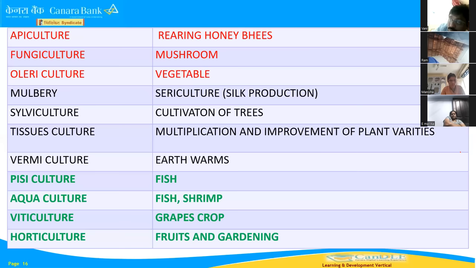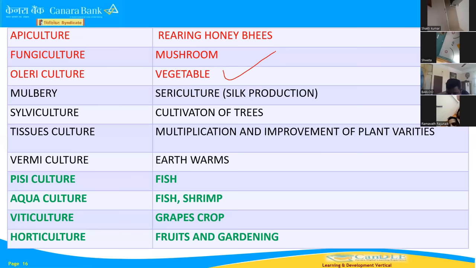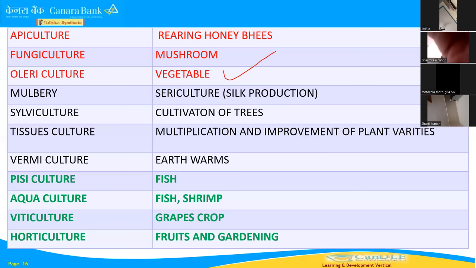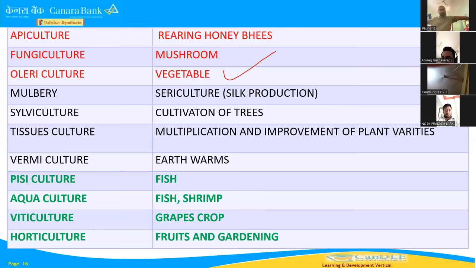Apiculture, honeybees. Fungiculture, mushroom. Olericulture, I think this question was asked 2 years back. Olericulture, vegetable cultivation, is called olericulture. These are things agriculture people know, but even a general staff like us can't remember. If that is part of their job, they know, so we should remember. Pisciculture, fish. Aquaculture, fish. Aquaculture everybody knows. Viticulture, grapes. Horticulture, fruits and gardening.